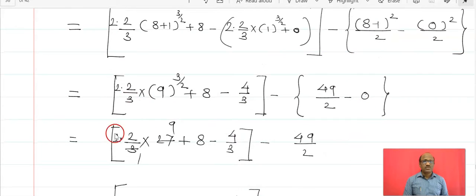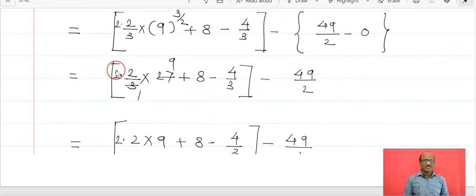Again see this here. 2 into 2 by 3 into 9 raised to 3 by 2. 9 means 3 raised to 2. These 2 get cancelled and you will get 3 raised to 3, which is 27, and here is a 3. We'll again simplify and then you will get 2 into 2 into 9 plus 8 minus 4 upon 3 minus 49 upon 2.